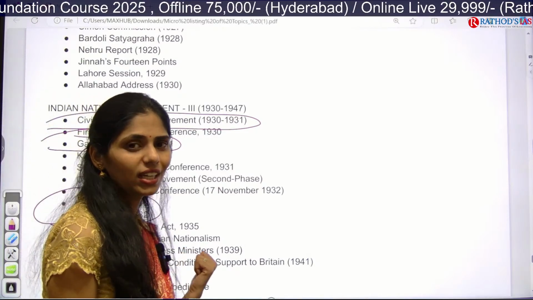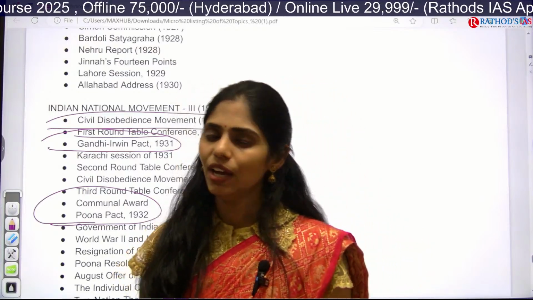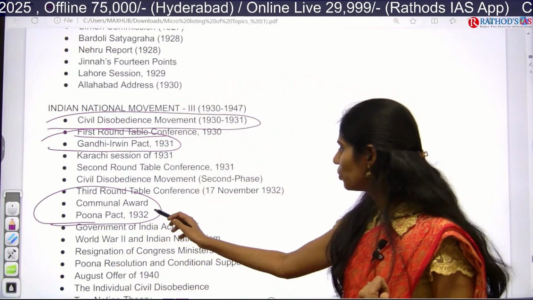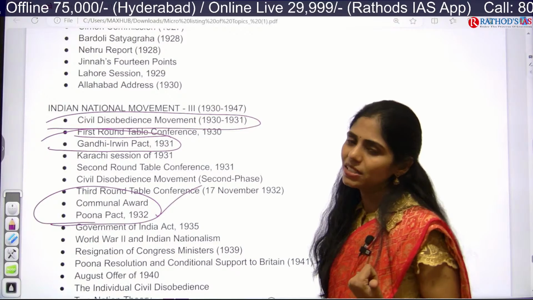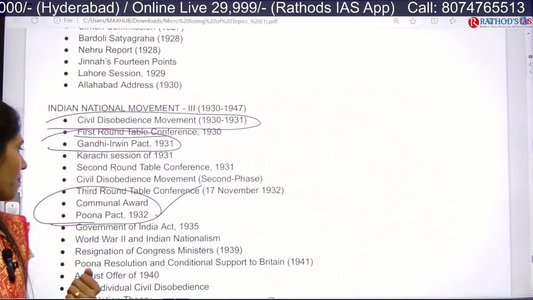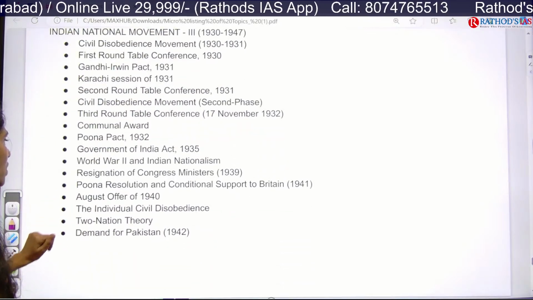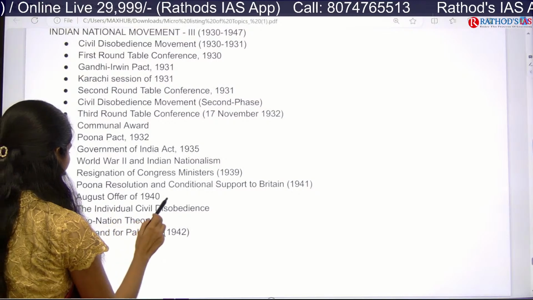So it is between Gandhiji and Ambedkar, regarding the Communal Award. Because of this Pune Pact, they now accepted to provide reservation for these vulnerable sections. And next one, you have to know about the August Offer. So the August Offer is very important.